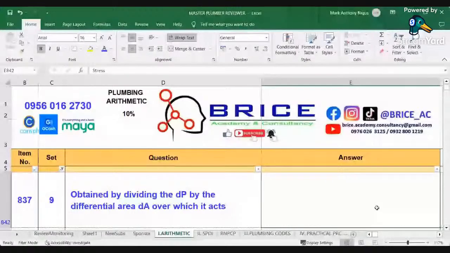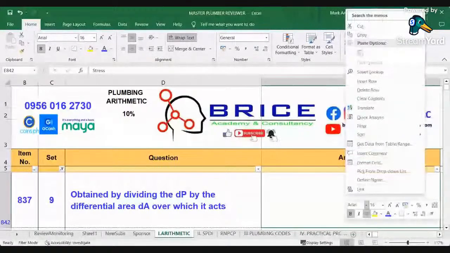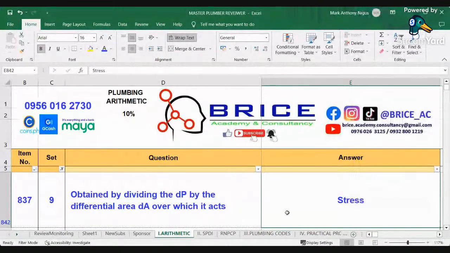837. Obtained by dividing the differential load dP by the differential area dA over which it acts. The answer is stress. Obtained by dividing the differential load by the differential area dA over which it acts. The answer is stress.